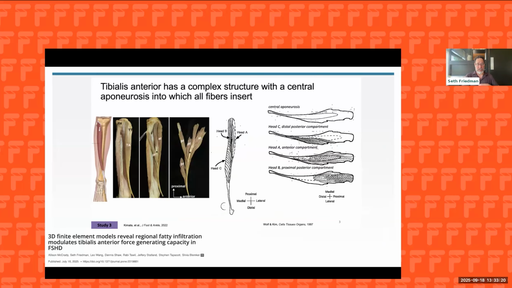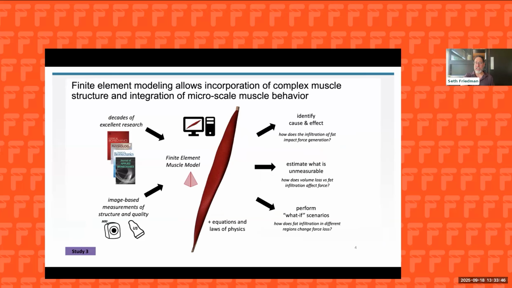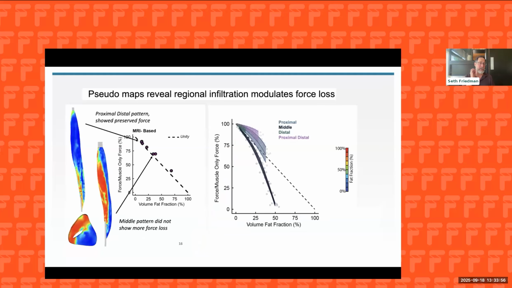Continuing to learn things about muscle as a neuroscience person has definitely been my last 15 years. One of the things that was remarkable to me is that you could actually divide up the tibialis anterior into different heads and aponeurosis. So you could segment it to look at where fat was in our Wellstone patients and how that was affecting function. They used a bunch of finite element modeling. We took our segmentation, and they performed a lot of what-if scenarios. And this is what the data shows.